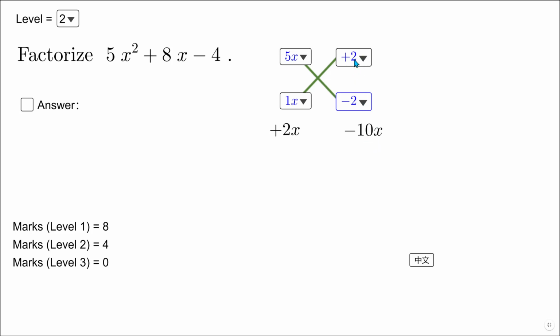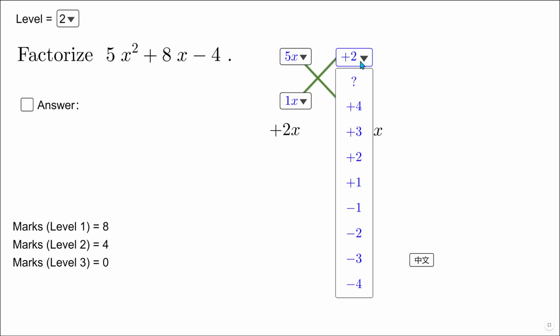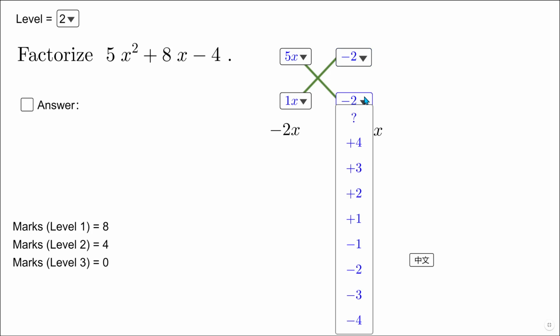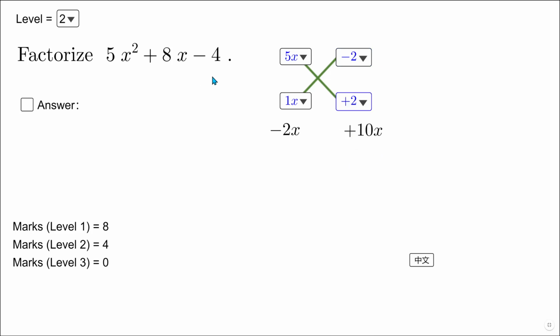So I've picked the right natural numbers, but I haven't picked the right sign distribution. Because the dominant cross product has to match the linear. Now that's an important thing we're going to be talking about. That's an absolute gem. The dominant cross product, the bigger of the cross products, ignoring the signs, has to match in its sign the middle term of the trinomial.